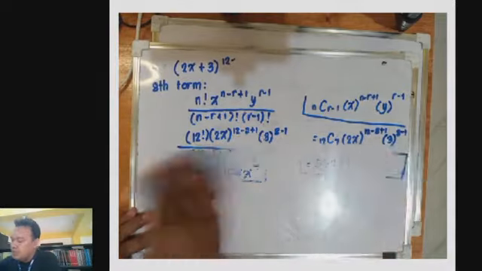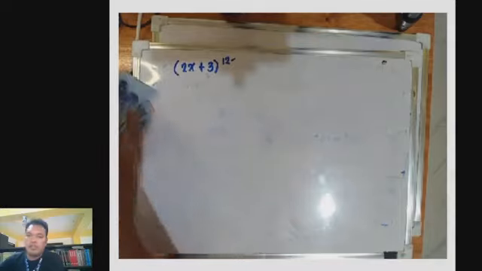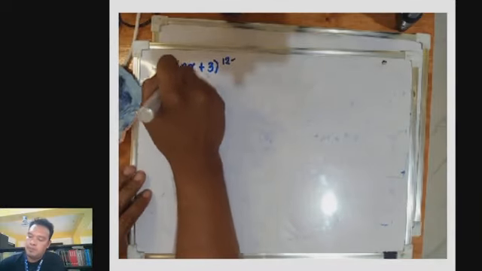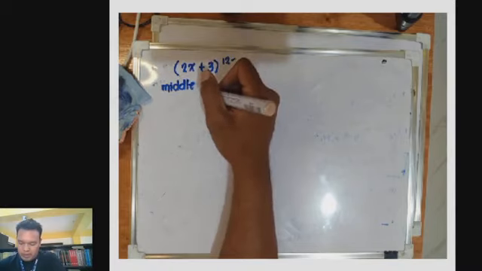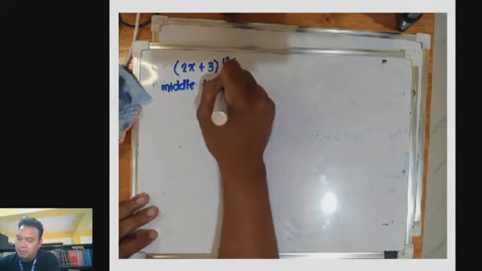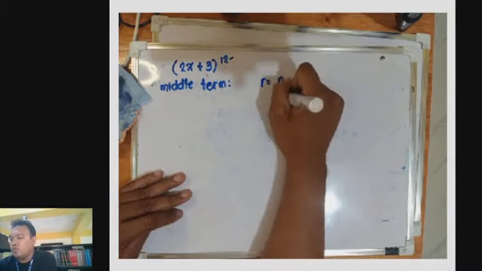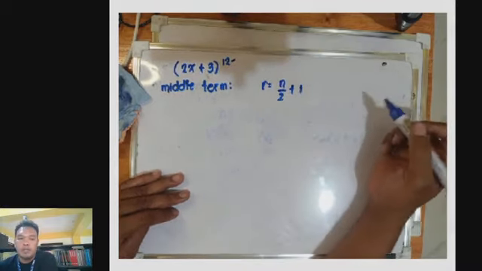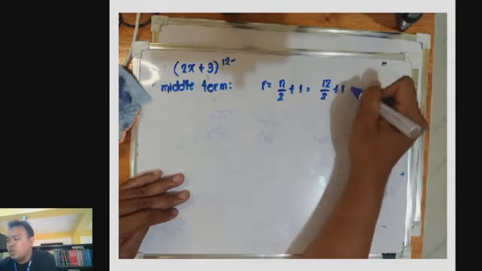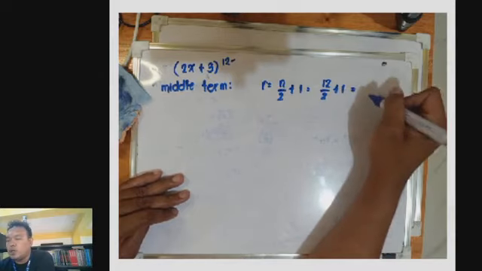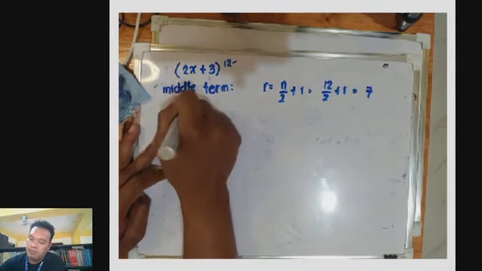So, erase ko ito. Next is middle term. Tama ba spelling ko middle term? Okay, so we have formula R is equivalent kay n over 2 plus 1 to find the middle term. So we have 12 over 2 plus 1. So we have 6 plus 1 is 7. So pinapanganap is yung pang 7th term o yung middle term. Okay?